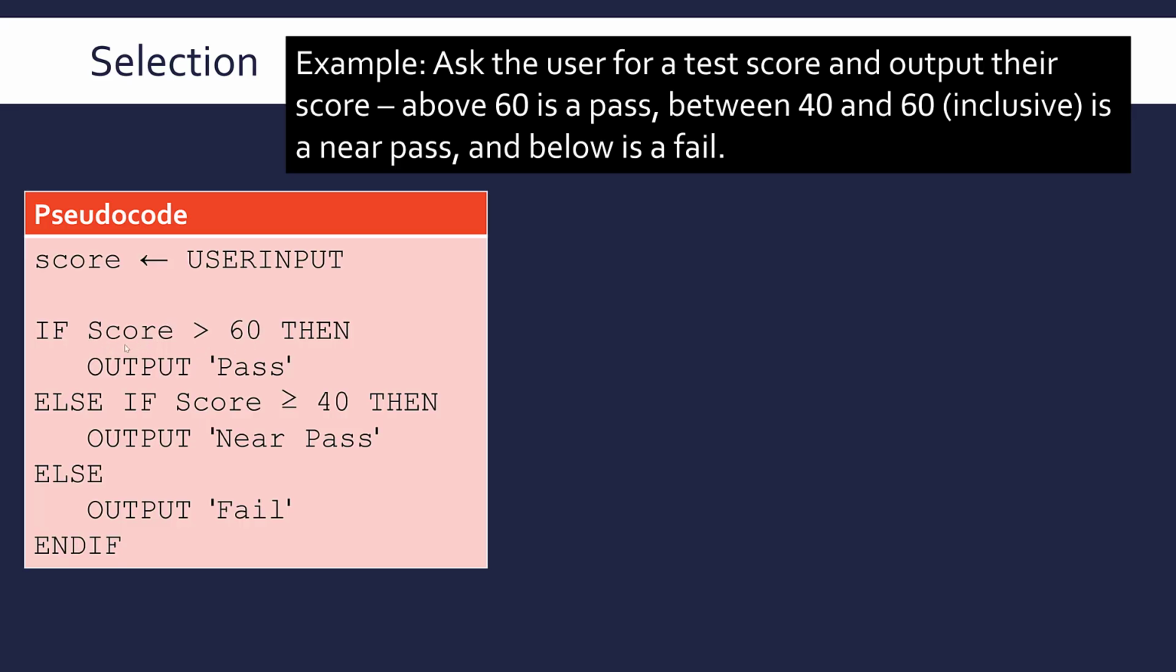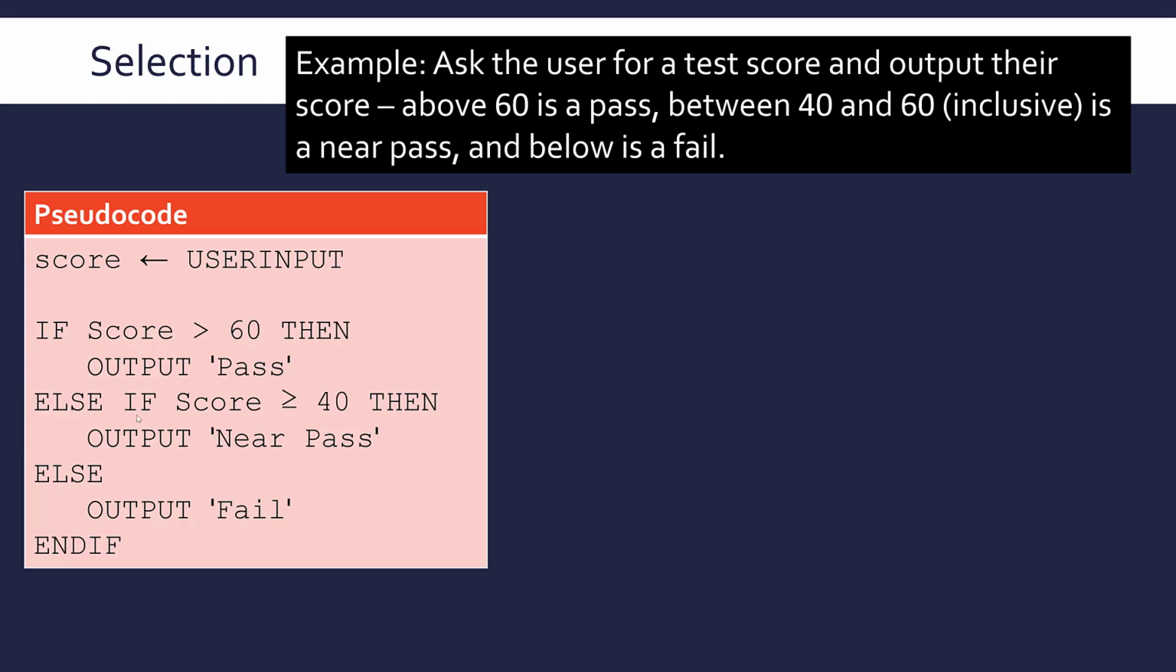So the first one, score is greater than 60. Let's just output pass. It should be indented. Always indent your code, even if it's not needed if you're learning, say, C# or Visual Basic. In Python, it is needed, but it's just good practice anyway.